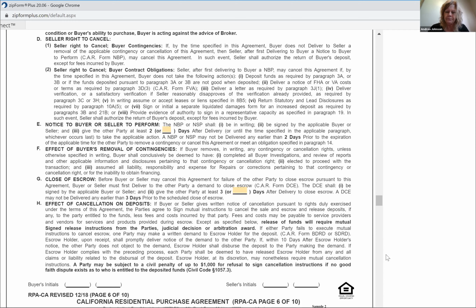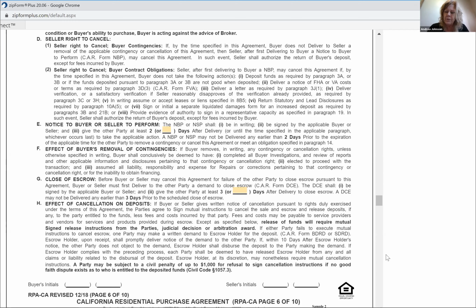Well, if you wait till day 17 and they have not removed the contingency, and you then on day 17 send the notice to buyer to perform, you have effectively extended the contingency period by 2 days. So depending on what's going on in the transaction, you may want to consider letting the listing agent know that it is your business practice to send the notice to perform 2 days prior to the expiration.